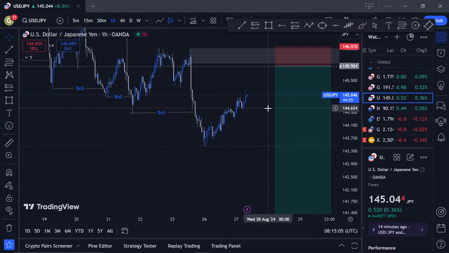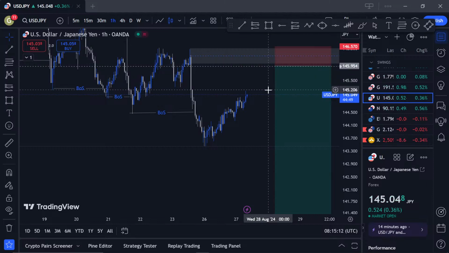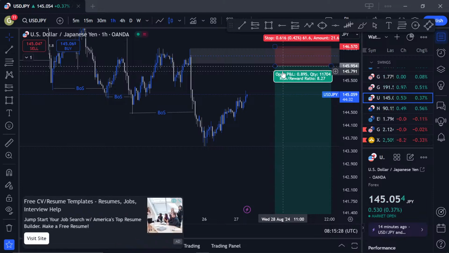So wherever you take the sell around here, maybe the candle closes a bit higher from here, but I will always advise you to keep your stop loss position at 146.570. That should be your stop loss position, and our entry is a maximum of 145.791. So a maximum entry point should be 145.791. If the market goes way below this level by the time the candle closes, don't take that trade again.